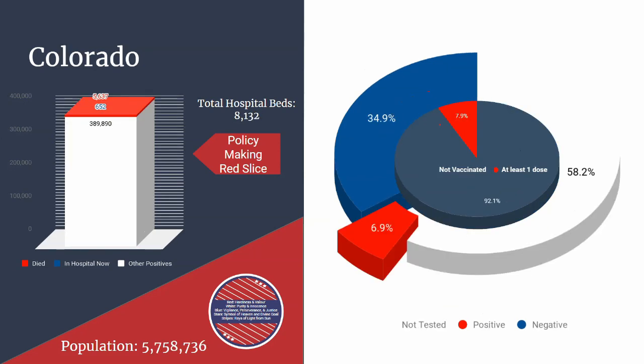In Colorado, they vaccinated 7.9% of their people. Their negative test rate was about 34.9% with a positive test rate of 6.9%. They've had over 5,600 people die. There's 652 in the hospital right now with over 8,000 hospital beds.